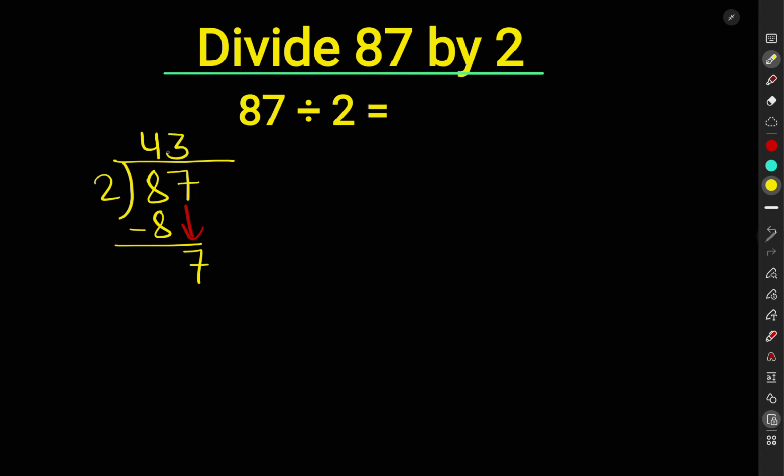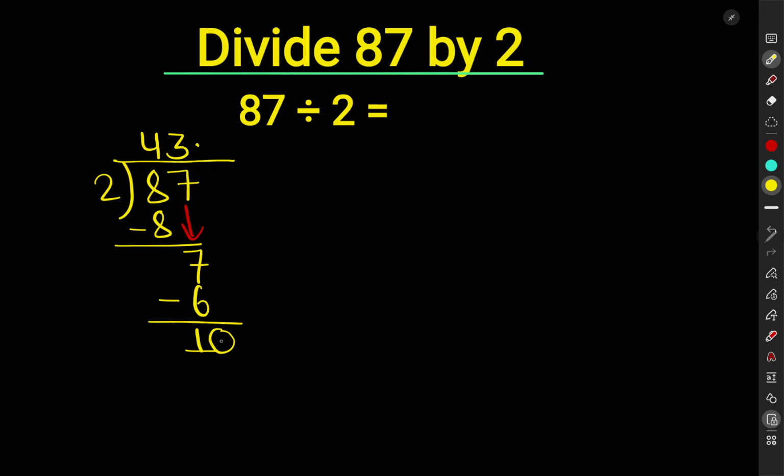So 2 times 3 is 6. On subtracting we get 1. So again this 1 is less than 2 and there is no other number beside. So we put here a decimal and we take here 0.